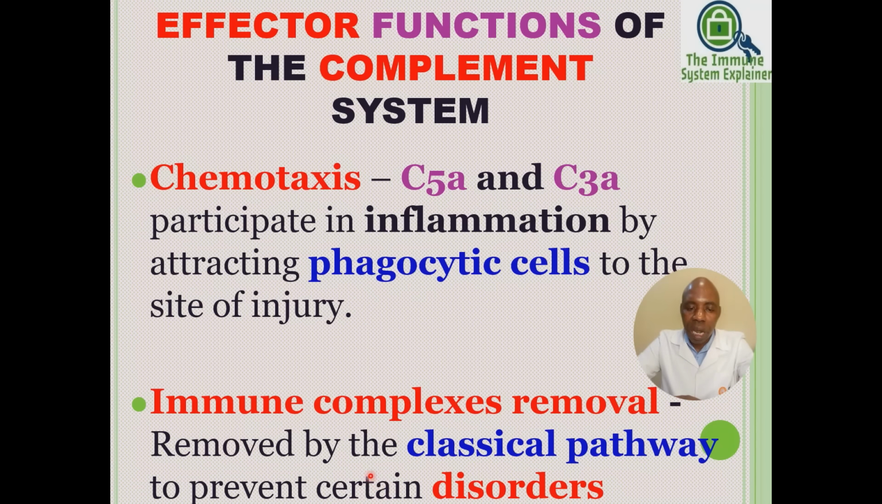And then the other very important effector function of the complement system is immune complex removal. We said that the classical pathway of the complement system is initiated by antigen-antibody complexes. So the utilization of these complexes is going to reduce complexes within the body, and that is going to help in preventing certain disorders that are caused by immune complexes, and these for the most part are actually autoimmune diseases.